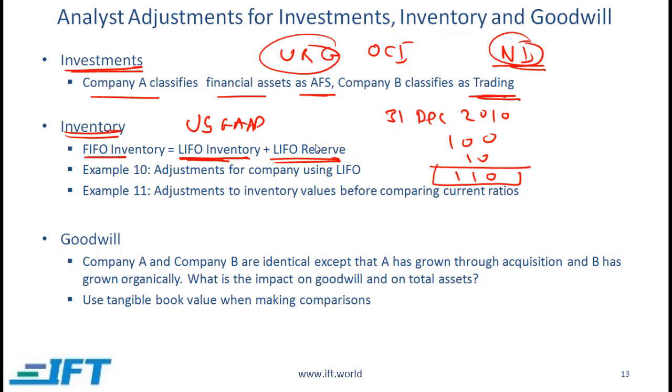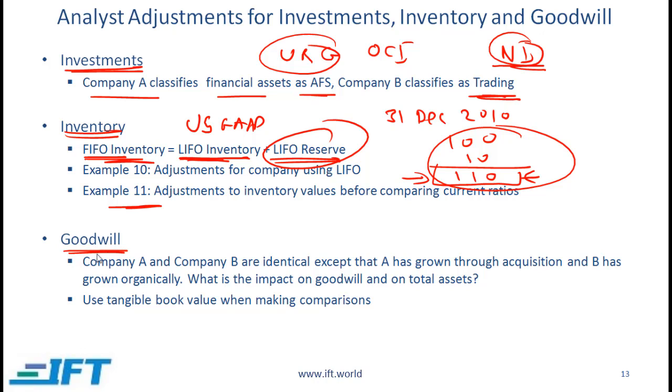The point being that the term LIFO reserve is sometimes used explicitly, sometimes it's only in the footnotes that they explain what's going on. Example 10 shows us how this adjustment is made, and effectively it is this simple calculation. Example 11 talks about adjustments to inventory values before comparing current ratios. Clearly, if you have two companies and you are comparing the current ratios, it makes sense to first bring the inventory to the same system before comparing.